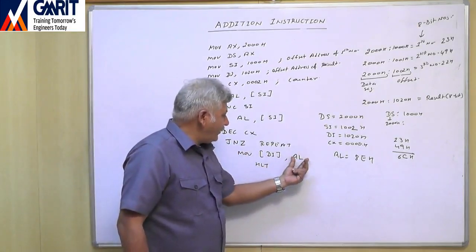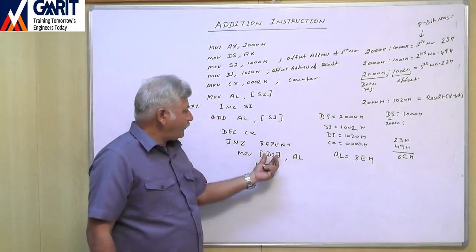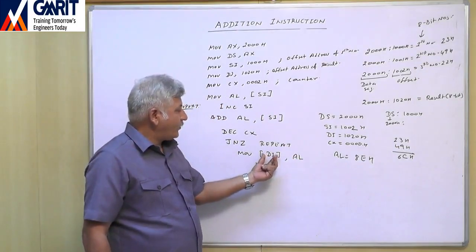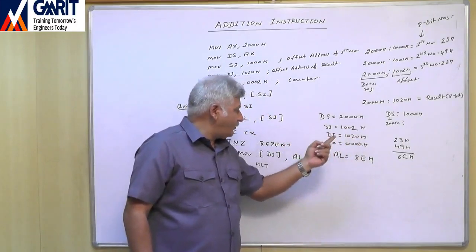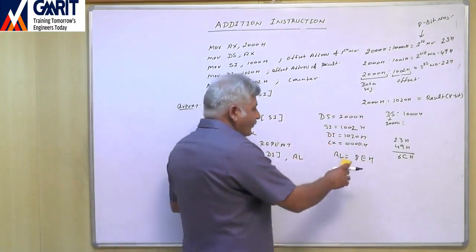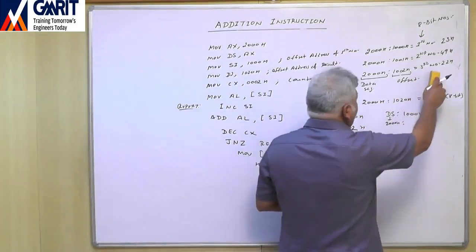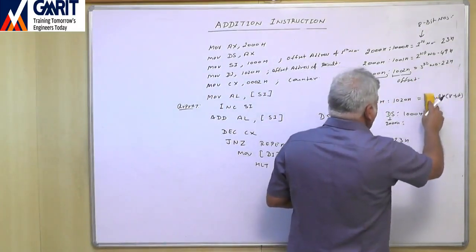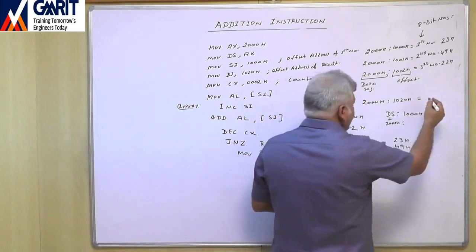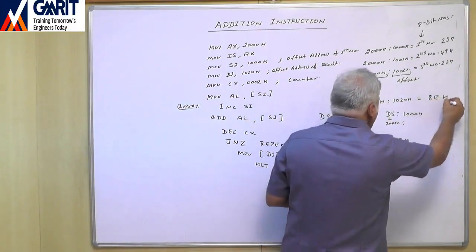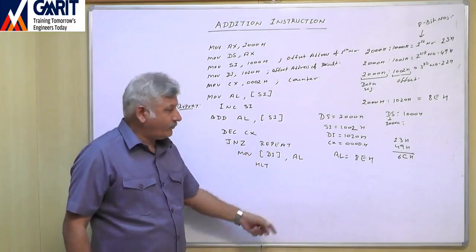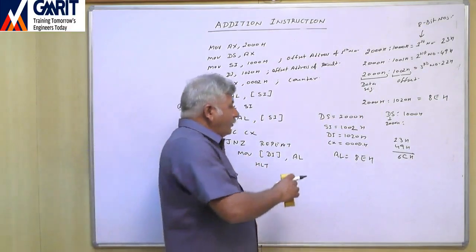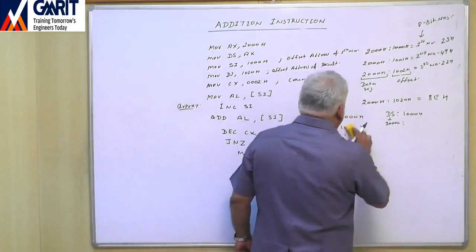So the value of AL will be stored in the memory whose offset is in DI. So in DI we have 1020. At this offset the value of AL, which is 8E, will be stored. So here the result 8E will be stored and finally halt. Program will stop. So in this way this program will perform the addition.